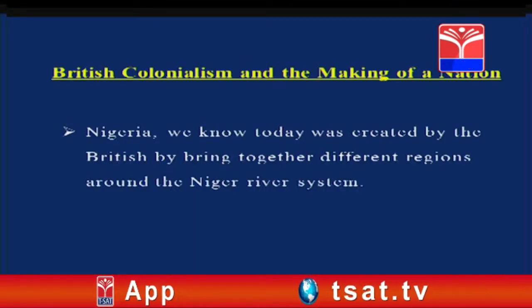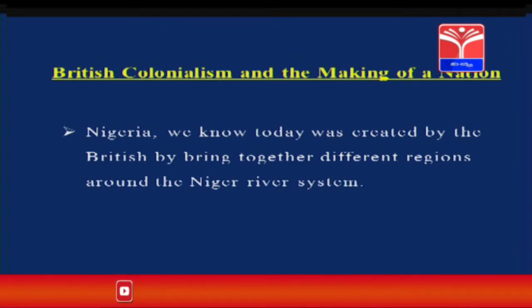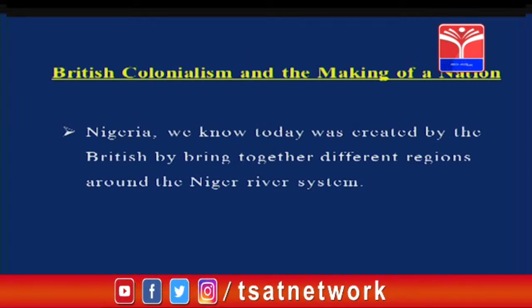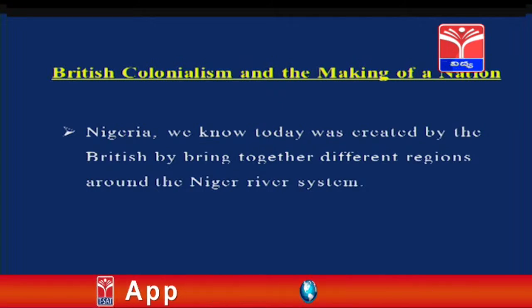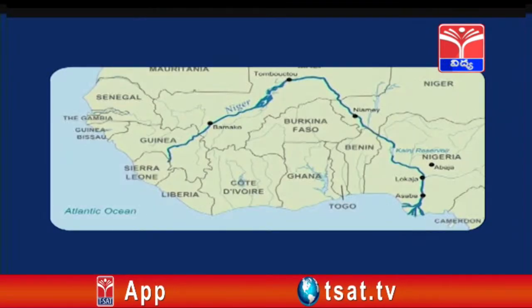Let us see the condition of British colonialism in Nigeria. Nigeria, as we know today, was created by the British by bringing together different regions around the Niger river system. Nigeria actually had different tribal people around the Niger river system. So, when the Britishers came to colonize, they made this country a colony and brought all the tribal people together to form one state.